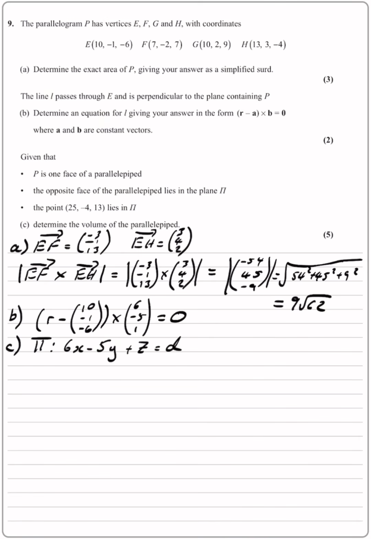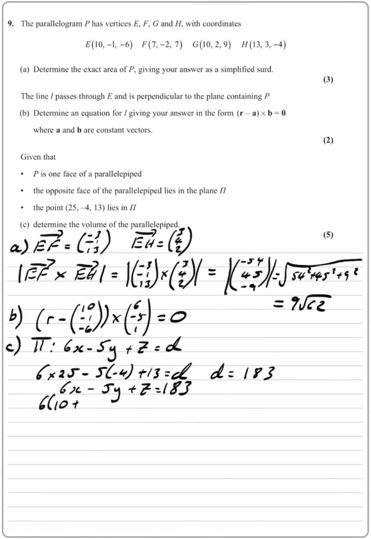For part C, the first thing I'm going to do is find the equation of the opposite face, the face pi. We know that 25, minus 4, 13 lies on the plane, so we're going to use the ax plus by plus cz equals d version of the equation of the plane. Plug the numbers in, and we get that d must be equal to 183. So pi has equation 6x minus 5y plus z equals 183.